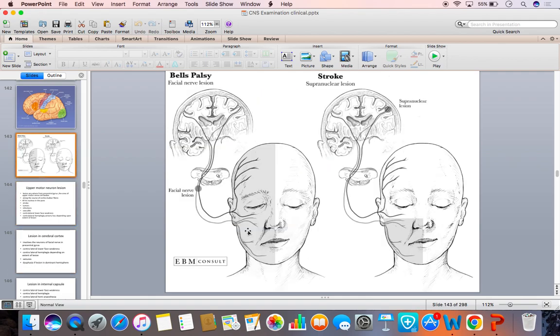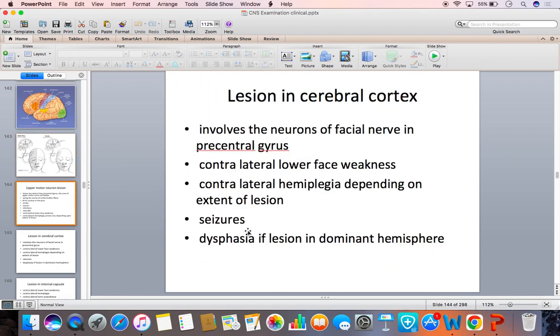You have seen this picture, yes. This is stroke involving the contralateral lower facial weakness. Upper motor neuron lesion could be in the cerebral cortex, internal capsule, or in the midbrain.